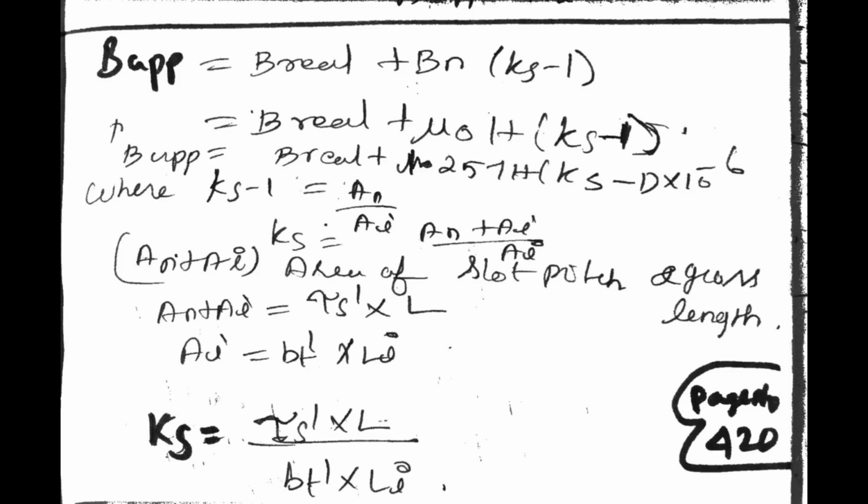Ks is equal to An plus Ai divided by Ai. An plus Ai is the area of slot pitch and gross length. An plus Ai is equal to tau s dash into capital L. Ai is equal to Bt dash into Li. Ks is equal to tau s dash into L divided by Bt dash into Li.